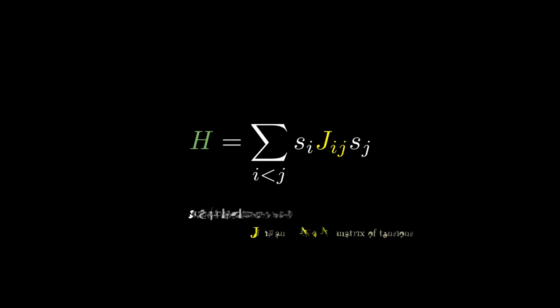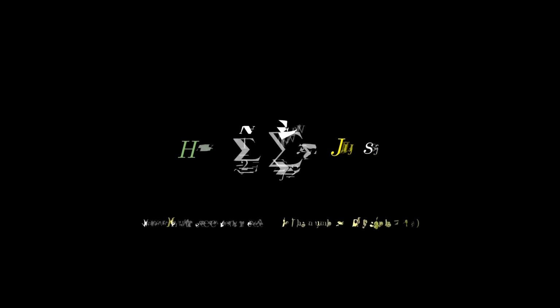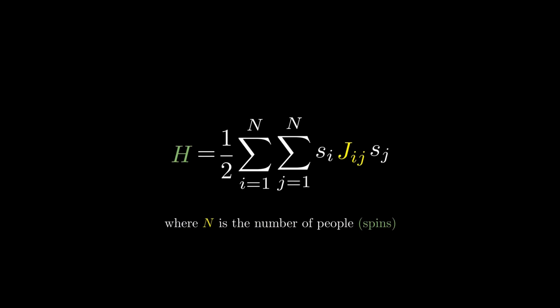Now just a quick side note here. It's fair to assume that in the real world, the tension is mutual. The way Alice feels about Bob is the same as how Bob feels about Alice. In other words, Jij is equal to Jji. This means the tension matrix is symmetric. So this symmetry allows us to rewrite the sum in a more general and often more useful way.